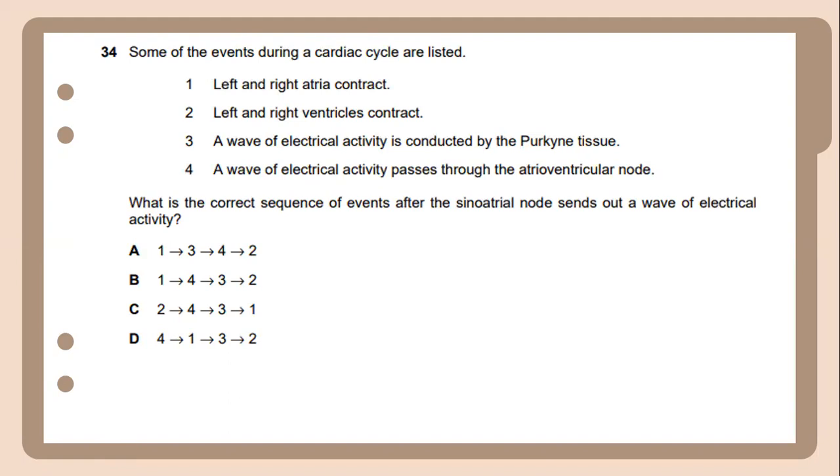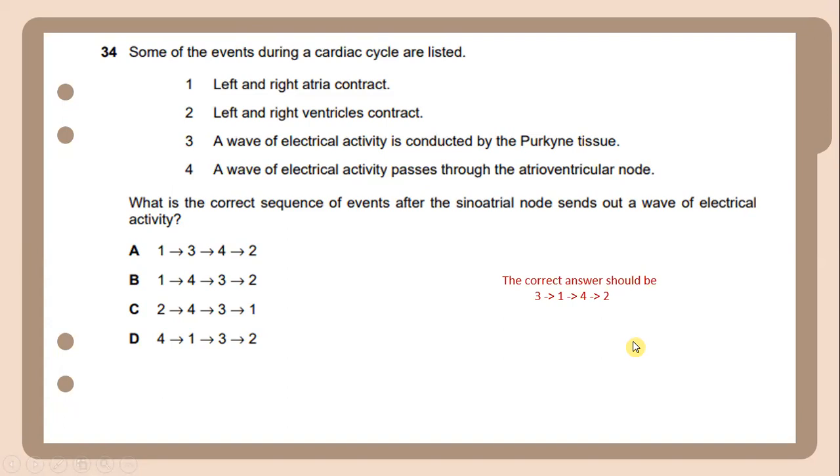Some of the events during the cardiac cycle are listed. First, left and right atria contract. Second, left and right ventricles contract. Third, a wave of electrical activity is conducted by the heart tissue. And fourth, a wave of electrical activity passes through the atrioventricular node. What is the correct sequence of events after the sinoatrial node sends out a wave of electrical activity? The answer is either A, B, C, or D.